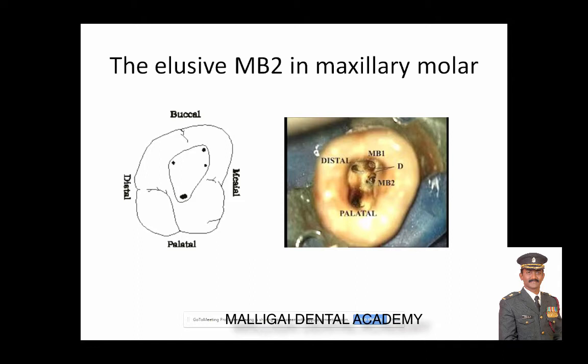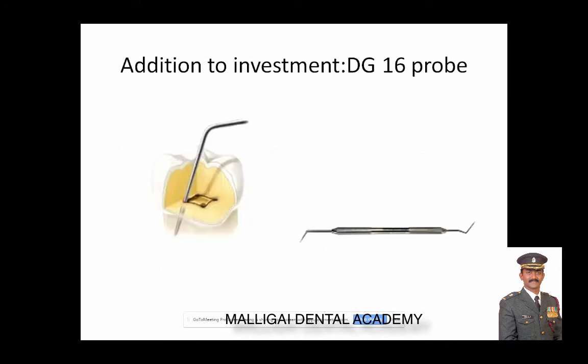Magnification is one, and the second investment is a simple chipping tool, as I call it, and it's called the DG16 probe. Now what's a DG16 probe? The DG16 probe is simply said a double-ended probe with 16 millimeter length and a sharp tip which helps in accurate location of the canal orifices, especially in calcified pulp chambers.